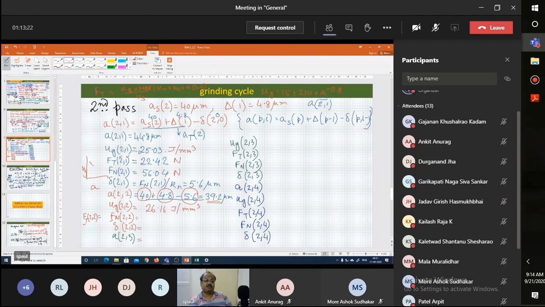Variation of UG with A is like this. Earlier my A was 44, so it was somewhere here. Now it is 39, so it is somewhere over here. So definitely as downfeed decreases, UG increases. This we have learned in the last class. Now how much would be FT 2,2?